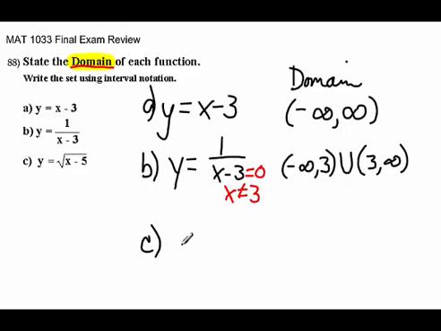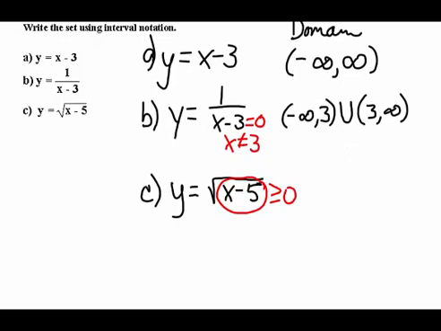And the last type of function we dealt with in this course was a square root function, and that's what C is. y is equal to the square root of x minus 5. With a square root function, in order to get a real number out, the radicand must be greater than or equal to 0. So to find the domain of this function, I take the radicand and set it greater than or equal to 0. Once I solve this for x, I can find the domain.